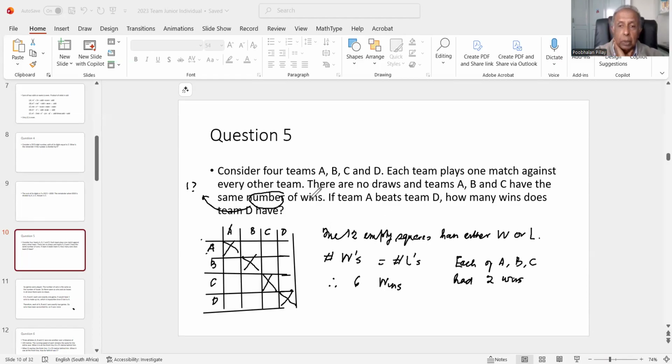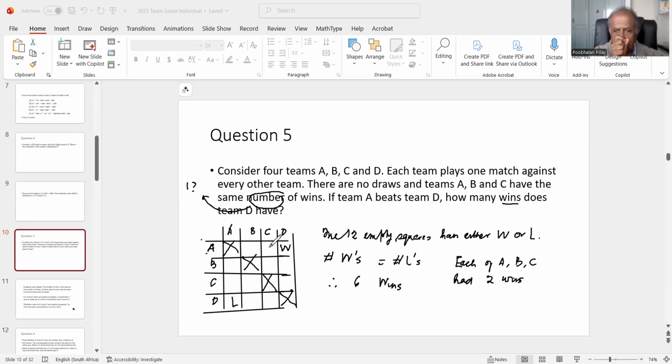Okay. Now you do know that A beat D. So here I would have a W at that spot there, and I would have a loss here. So the question is, how many wins does D have? D will have at least 1 loss, right? But there could be no wins here because each of A, B, C had 2 wins and there are 6 wins altogether, and all the wins are here.